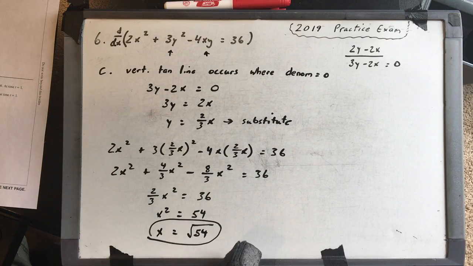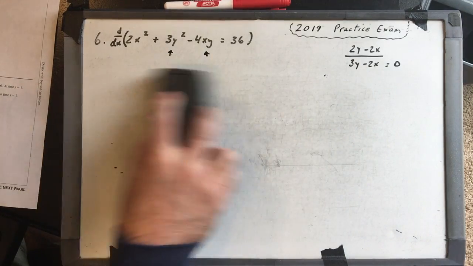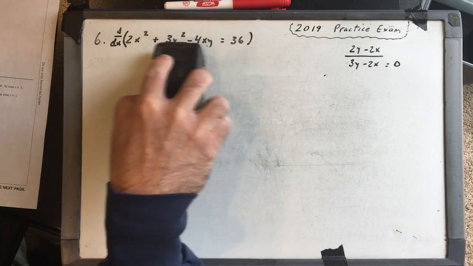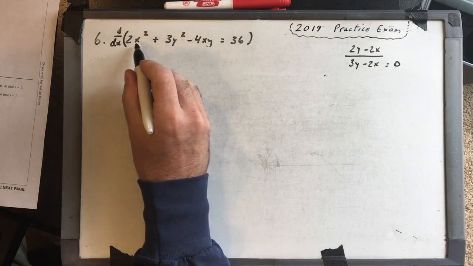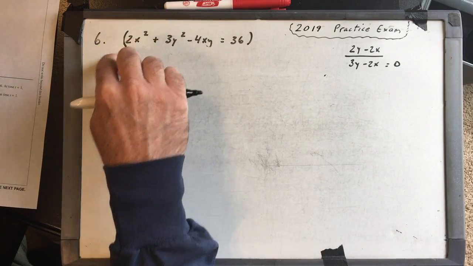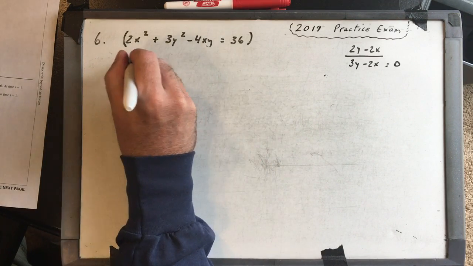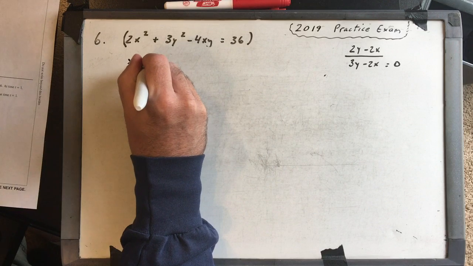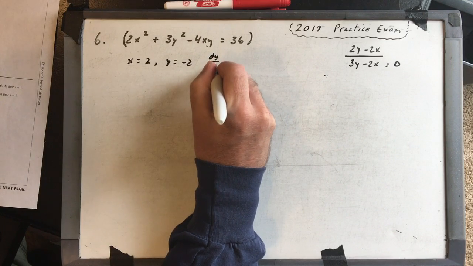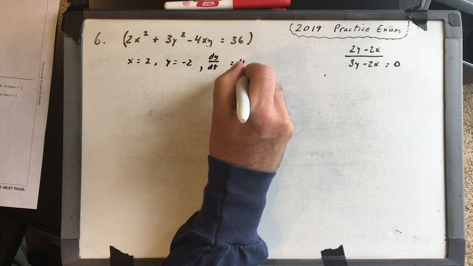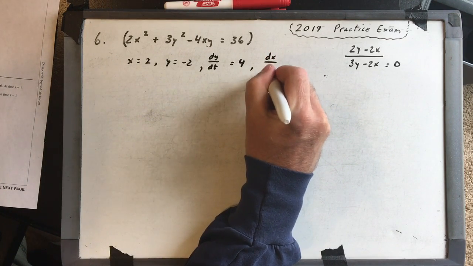All right, and let's finish this test up with Part D. Okay, so we still have this equation, all right, and it says at time t equals 1, the value of x is 2, y is -2, dy dt is equal to 4. And we want to know what is dx dt.